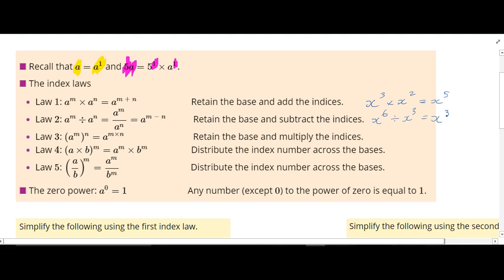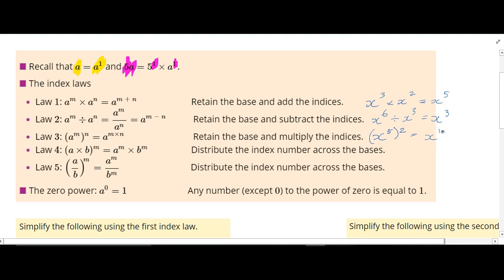Law 3 is when you have an index number raised to another power. So for example, a to the power of m, all to the power of n. If we had x to the power of 5 all to the power of 2, we're not timesing it, we're raising it to the power. So in brackets, we would get 5 times 2 is 10, so we'd have x to the power of 10.